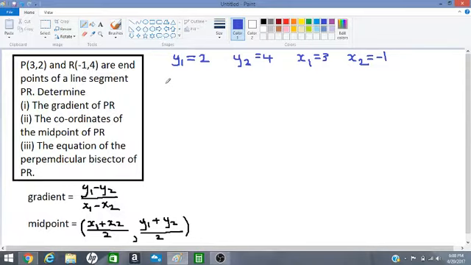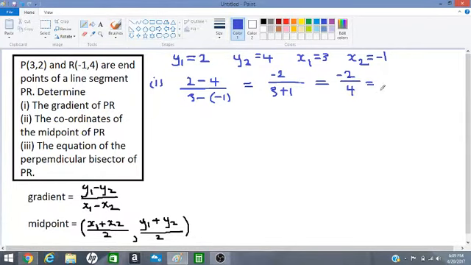Good, so we have the gradient to work out now. Let us substitute the values for our variables into the formula. So y1 is 2, subtract y2 is 4, over x1 is 3, minus x2 is -1. Be careful of this negative sign. 2 take away 4 is -2, all over 3 plus 1, because a minus minus gives a plus. So we have -2 over 3 plus 1 is 4. We break this down, 2 into 2, 1, and 2 into 4, 2. So we get -1/2. That is our gradient.